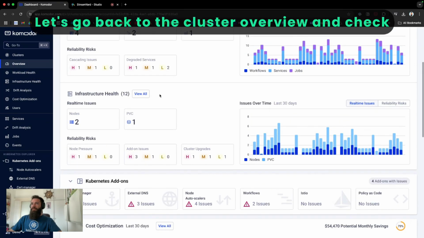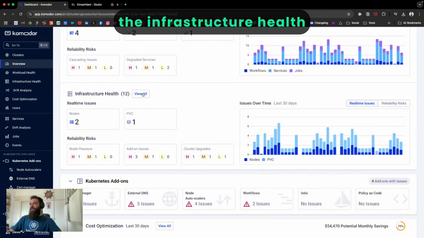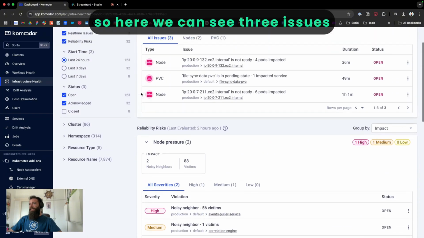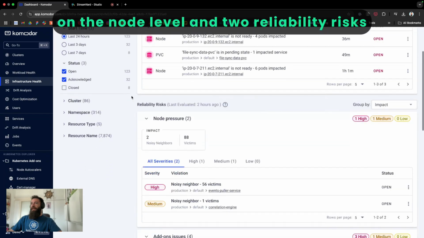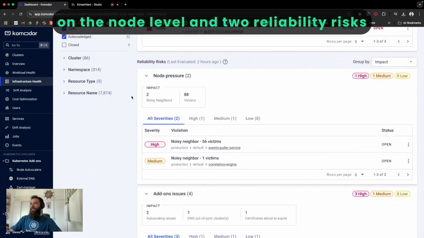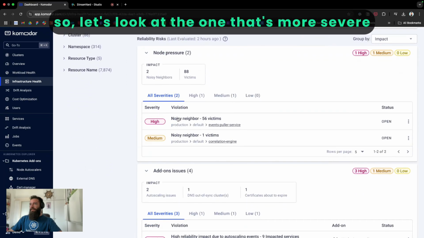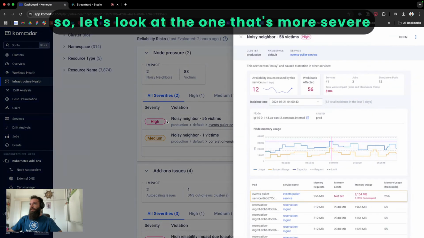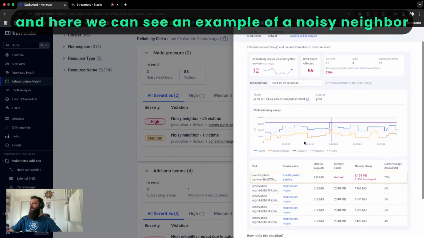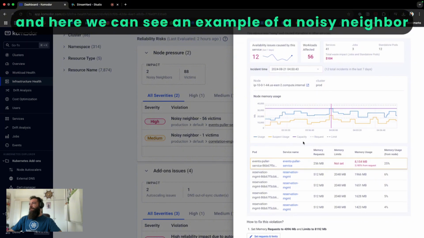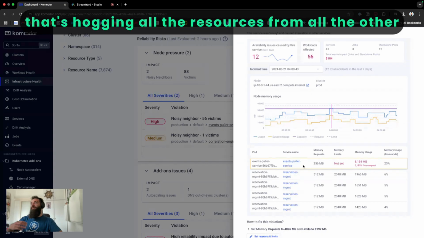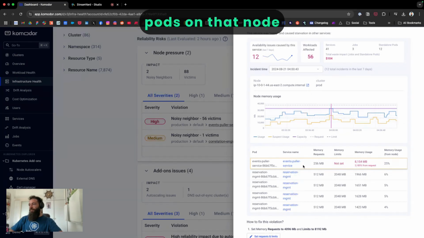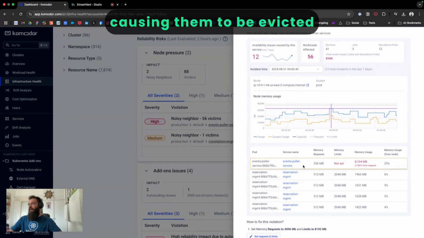Let's go back to the cluster overview and check our infrastructure health. So here we can see 3 issues on the node level and 2 reliability risks. So let's look at the one that's more severe. And here we can see an example of a noisy neighbor, which is a misconfigured workload that's hogging all the resources from all the other pods on the node, causing them to be evicted.